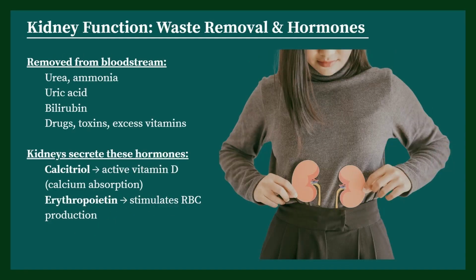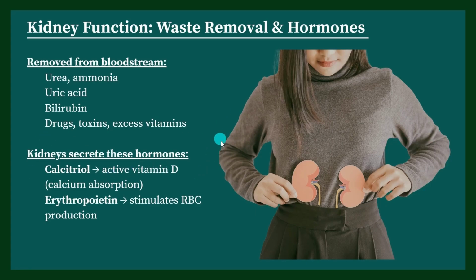And then finally, waste removal from the kidneys. It removes urea, ammonia, uric acid, bilirubin, which is a waste product of red blood cells, and also drugs, toxins, and when we have too many vitamins, the kidneys will filter those out so that it sends them on down the line and they aren't in our bodies anymore.